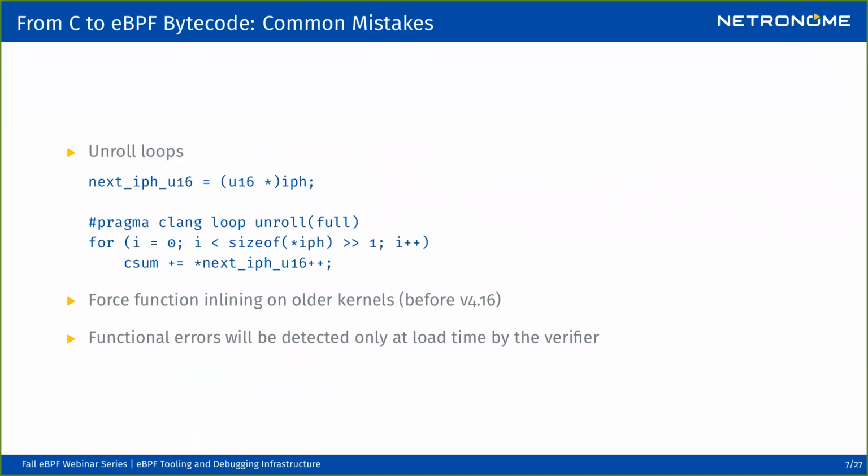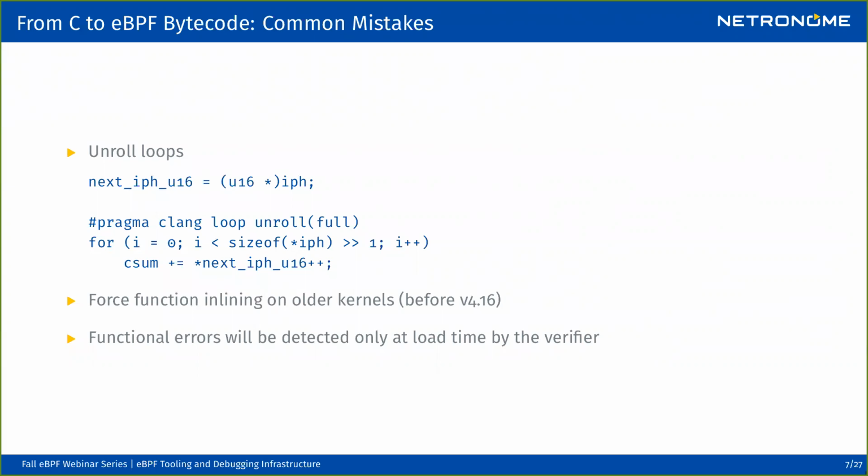Some common mistakes, well, they are not so much at this stage because really everything regarding functional errors that we could get while compiling would be detected only later when we try to load the program. So you could have compiling errors. I mean, if you forget some semicolon in your C program, Clang will complain, of course.